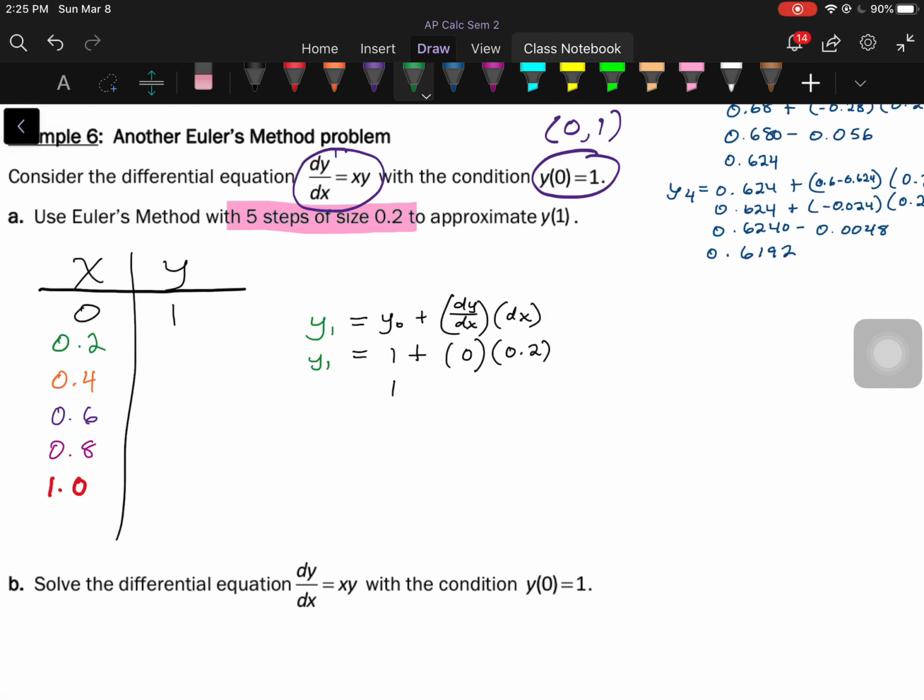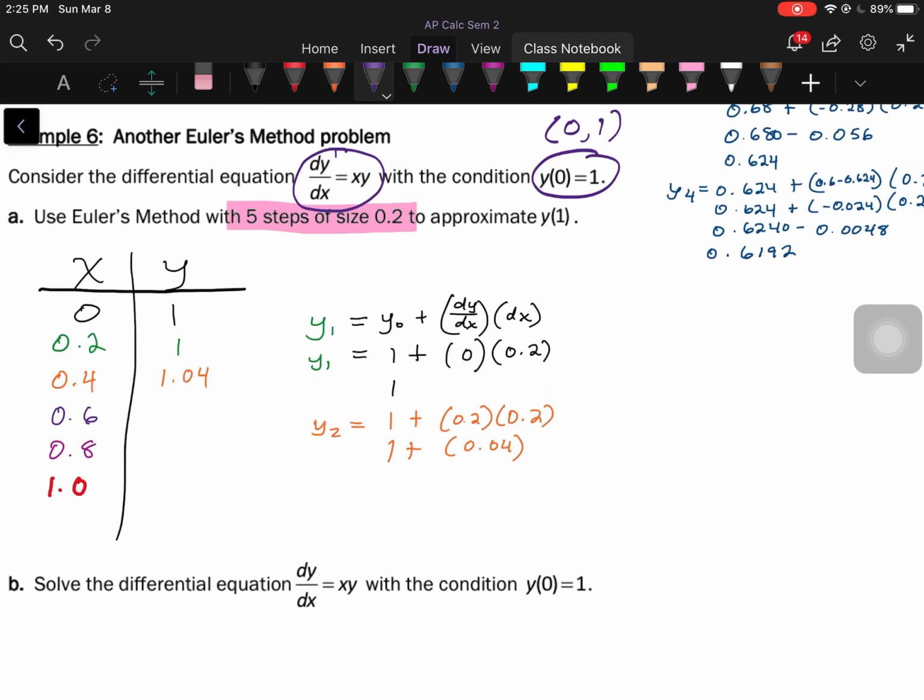Let's find the second y value. The second y value would be where I left off, the 1, plus the slope at this point that's green, 0.2 times 1, because that's the formula for the slope, x times y. I get 0.2, multiplied by the step size, 0.2. 1 plus 0.04, and I get 1.04 as my second y value.